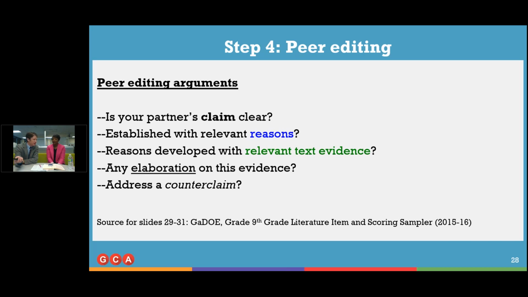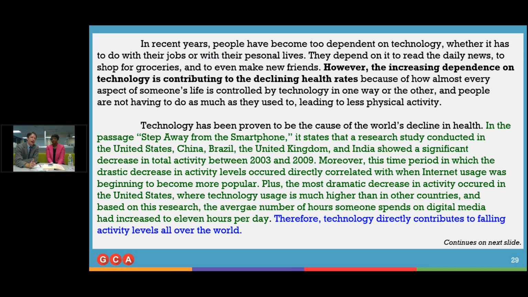So for instance, we saw this last time. I had the wrong essay in our last session. Again, many apologies for that. This is the correct essay. This is the actual 9th grade essay.